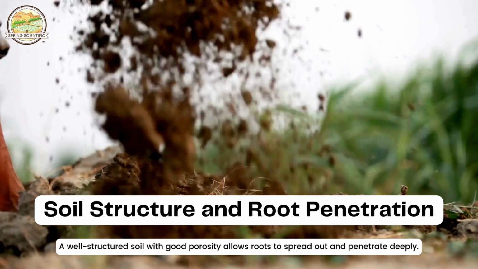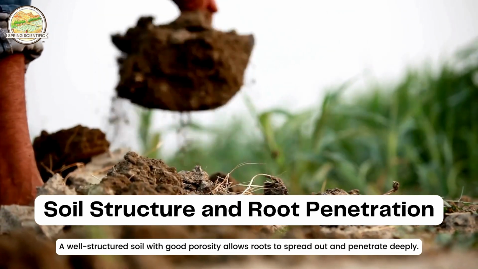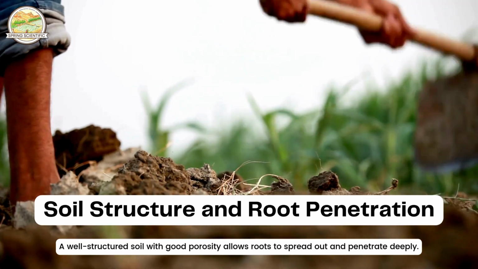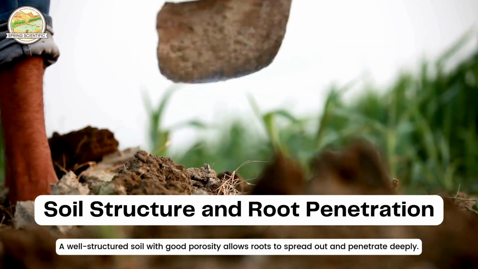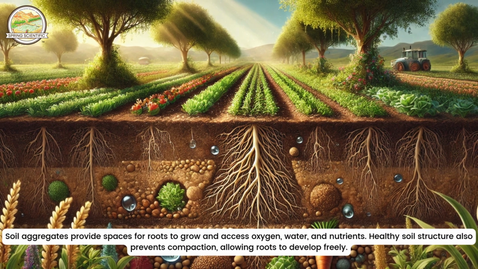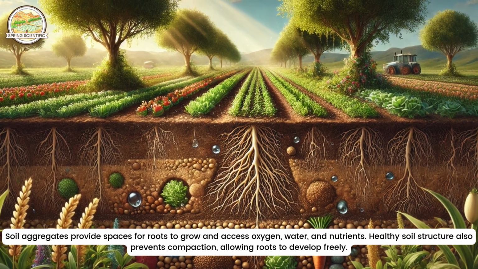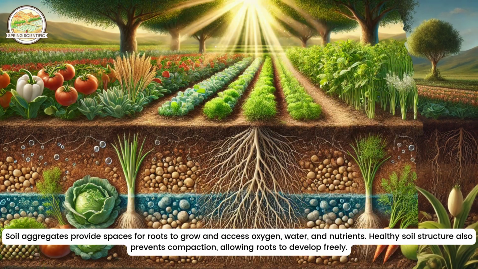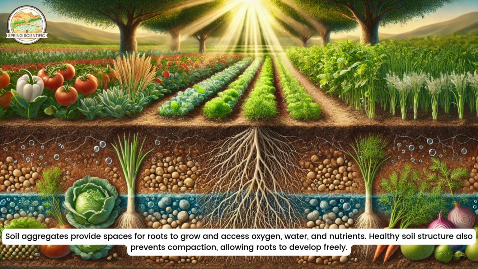1. Soil structure and root penetration. A well-structured soil with good porosity allows roots to spread out and penetrate deeply. Soil aggregates provide spaces for roots to grow and access oxygen, water, and nutrients. Healthy soil structure also prevents compaction, allowing roots to develop freely.